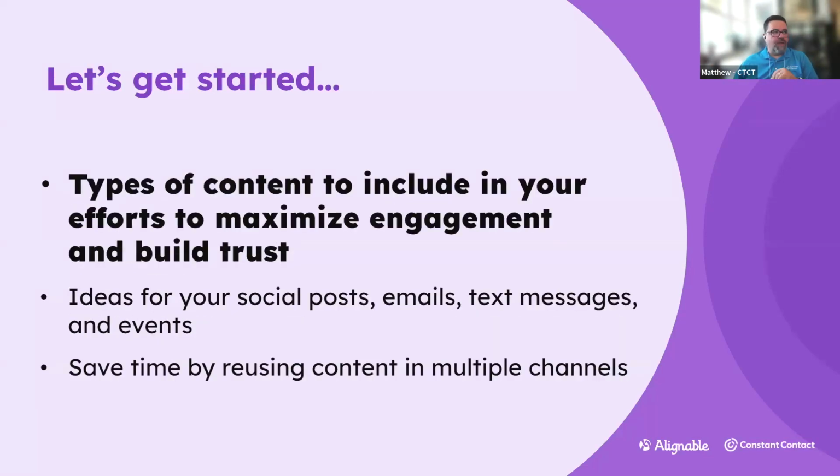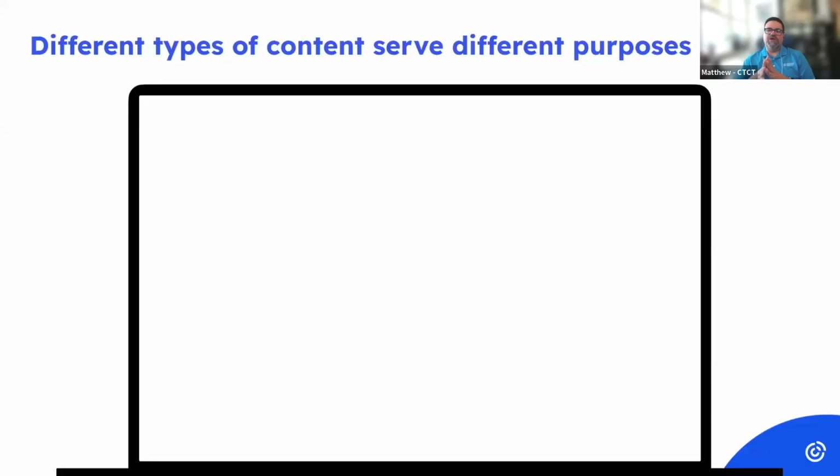Let's kick it off with the first types of content to include in your efforts to maximize engagement. So one thing I said at the top, which is that a lot of organizations, forgive me if you're already doing this, tend to solely use digital marketing to promote. That is their knee jerk. We've got this event, we have a donation need, we have a product to sell, let's get it out there, get out there, get out there.